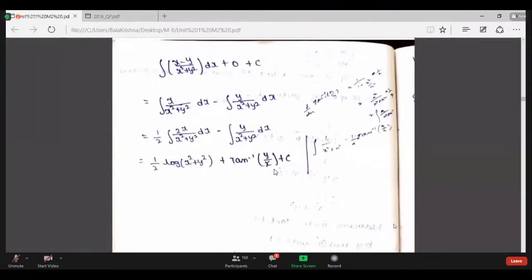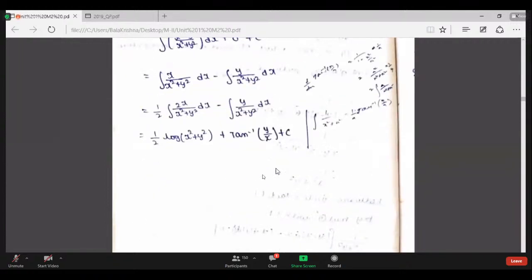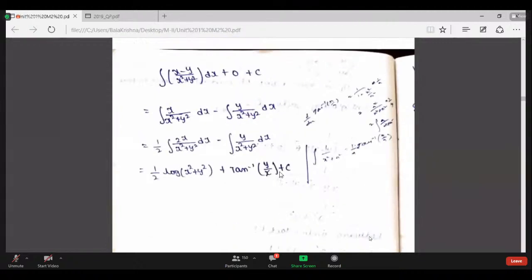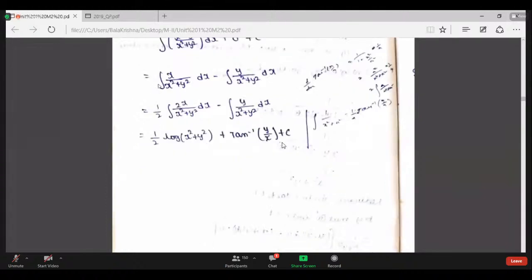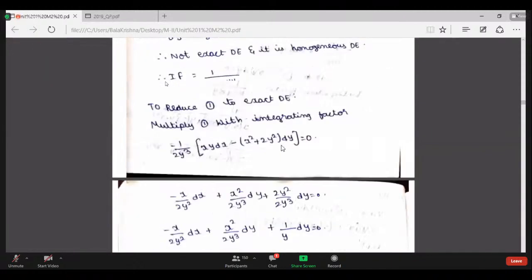Okay, so this is about the non-exact case. Once you have a non-exact differential equation, you should reduce that into exact. For that, you should multiply with its integrating factor. To have that integrating factor, you need to check whether it is homogeneous or not. If it is homogeneous, its integrating factor will be 1 by M into x plus N into y. So using that, you can get the solution. Okay, this is about that first case.